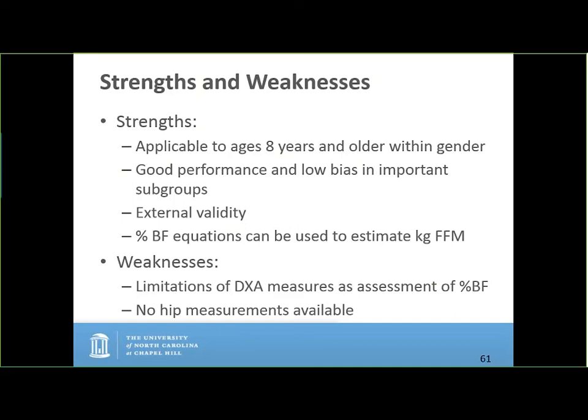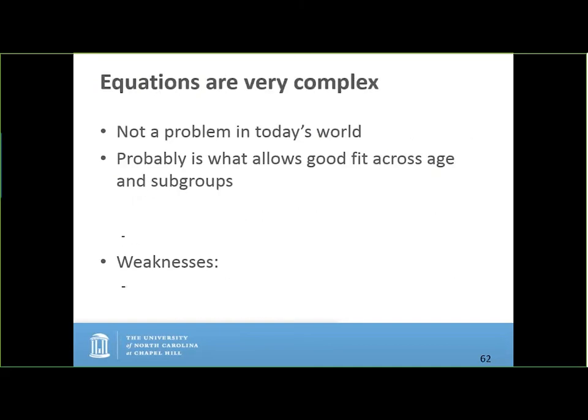There are limitations: DEXA measures are not a perfect measure of percent body fat, and unfortunately the NHANES data did not have hip measurements, and I really would have liked to have had those. Also a problem, but not really a problem, is that the equations are very complex. These are not something you're going to sit down with a pencil and a pad of paper and do. If I gave you the equation, they're long and complicated. But it is that complexity that probably is why they are not biased across these different subgroups, and they do perform well in a very wide range of ages. And so I think that is worth the complexity.